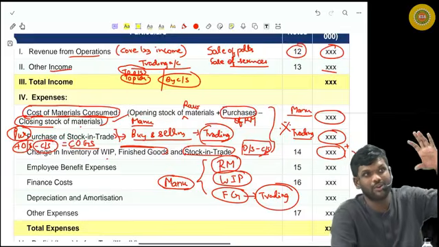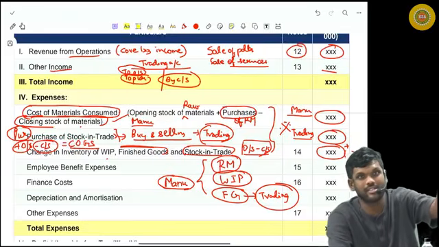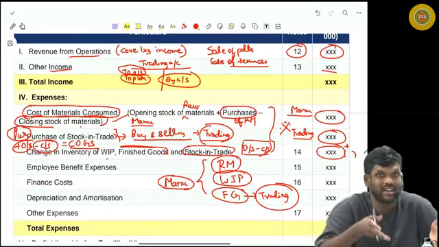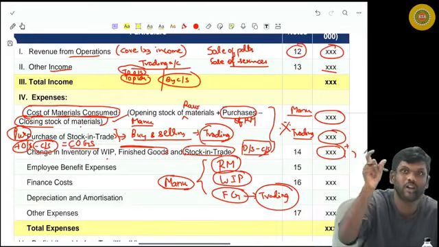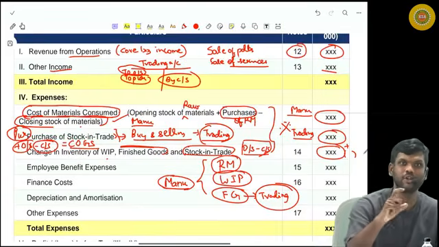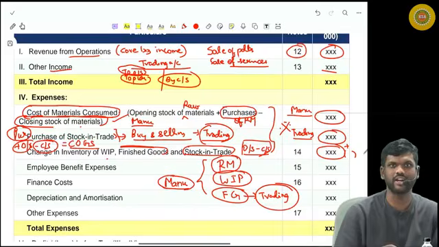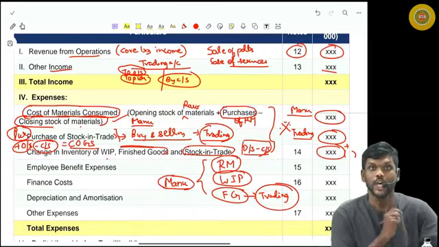In our trading account, we used to show opening stock on the debit side and closing stock on the credit side. Here it is vertical format. We don't have debit and credit. So instead of showing opening stock and closing stock separately, we will show something called change in inventory, which is opening stock minus closing stock.